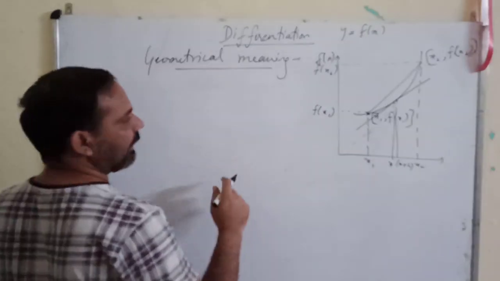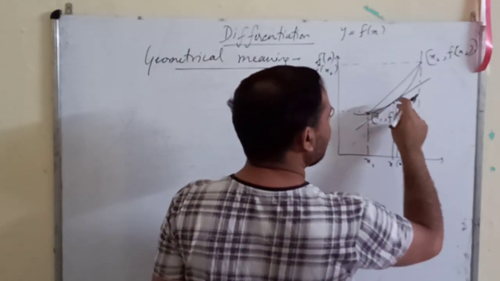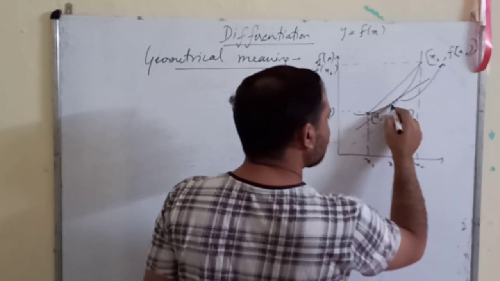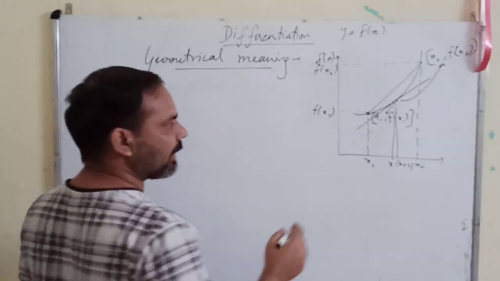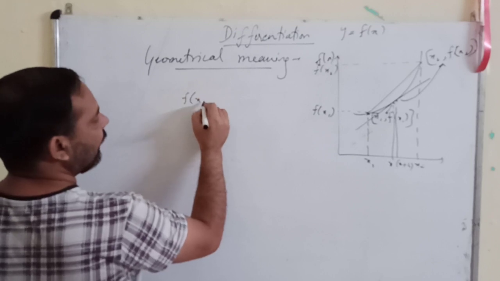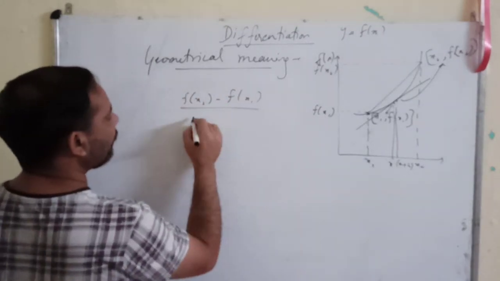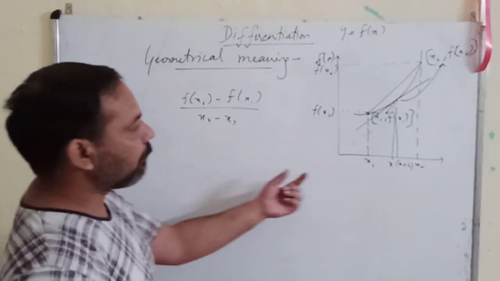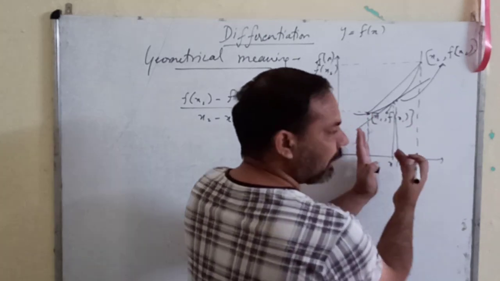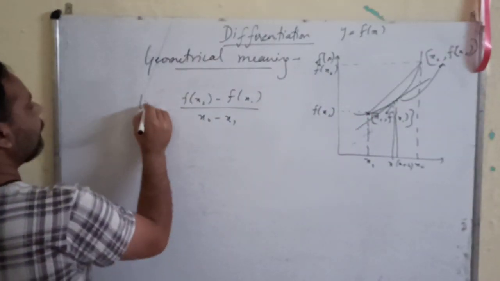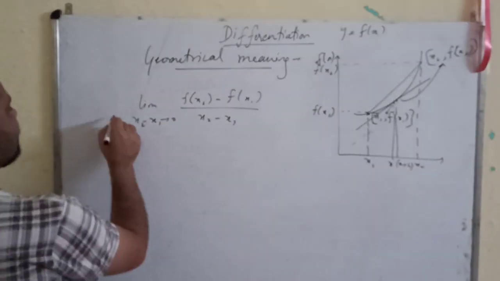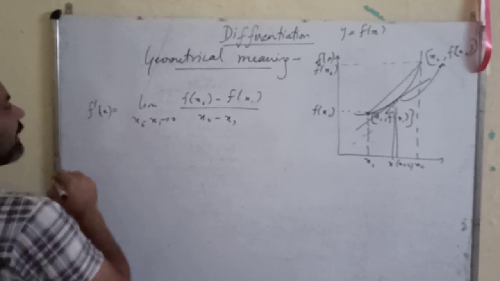So now you have 2 points: x2, f(x2) is this point, and x1, f(x1) is this point. What is now here? f(x2) minus f(x1) upon x2 minus x1, and what situation have you created? You have brought both x2 and x1 so close to each other that the limit x2 minus x1 tends to 0. And this is your definition for f dash x.